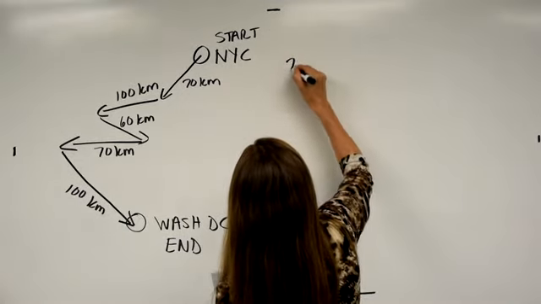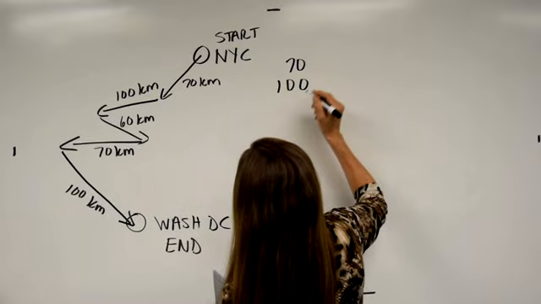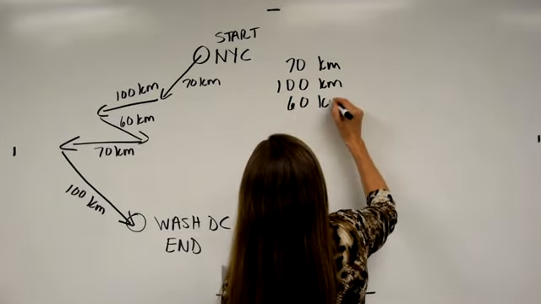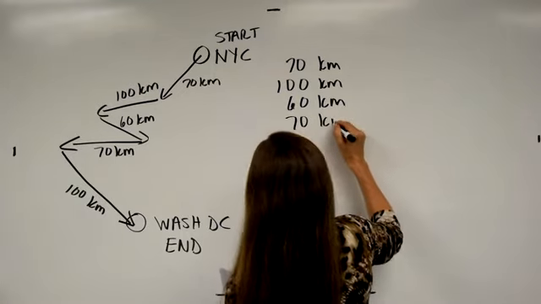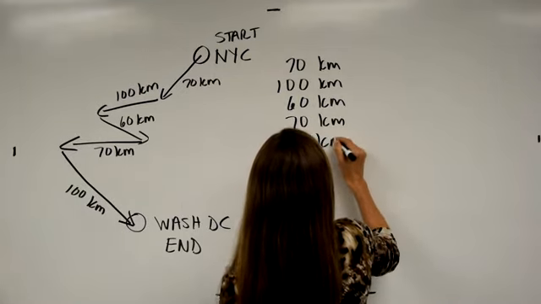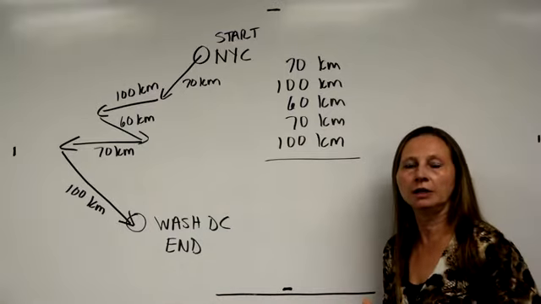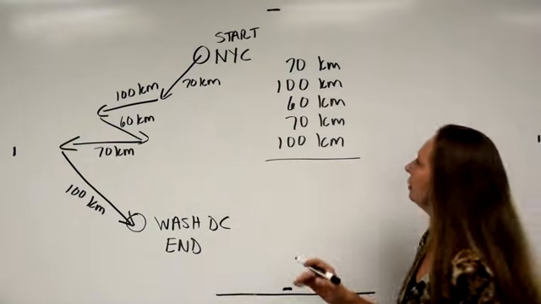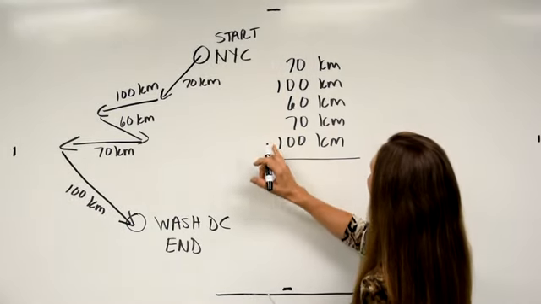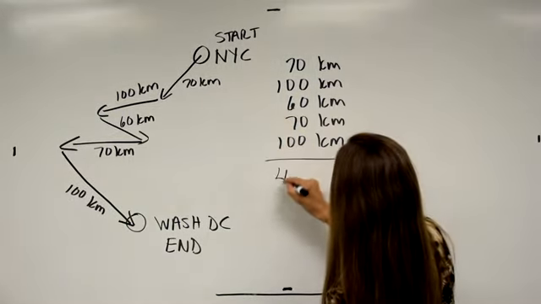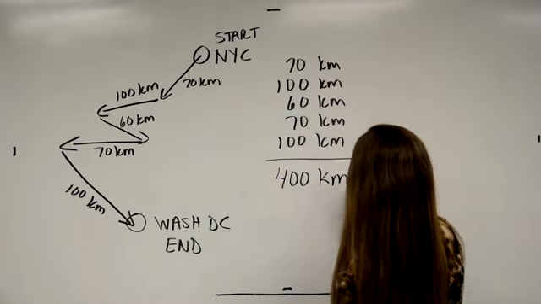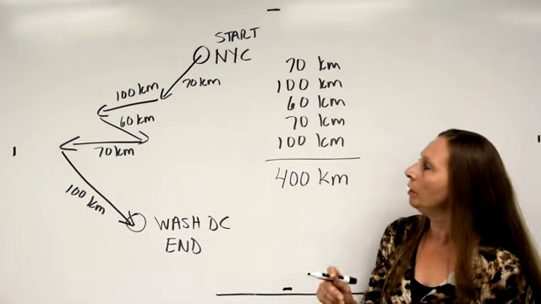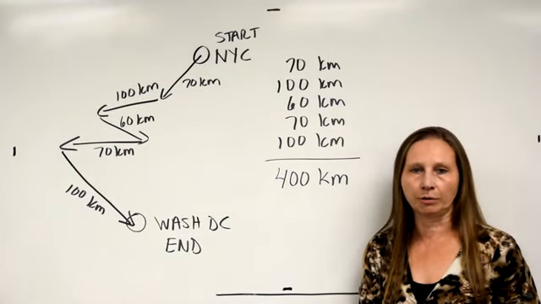So we've got 70 kilometers plus 100 kilometers plus 60 kilometers plus 70 kilometers plus 100 kilometers. The total distance that Li Ju will cover if she drives and follows this path is 100, 200, 330, 400 kilometers. So the distance that she will cover will be 400 kilometers.